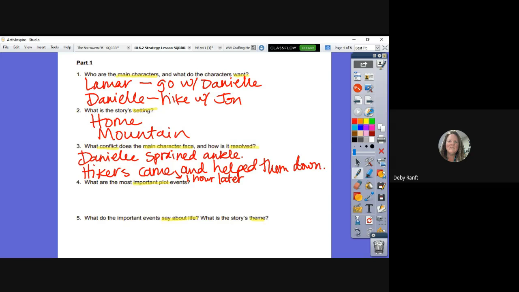Plot? What's the plot? What is that? Who could tell me what a plot is? Because if I have to identify what are the most important plot events, I better know what a plot is first, right? Anybody? Where something happened. Where something happened? Okay. When something happened? Okay. Any others? How many of you have ever seen a story arc? It looks like this. You guys have seen those before?